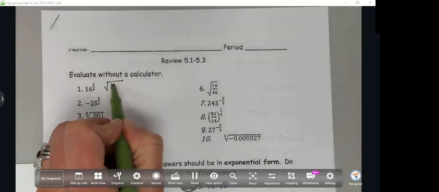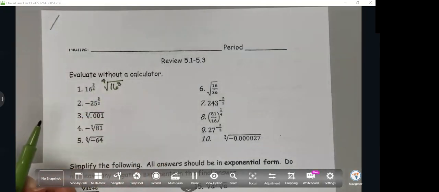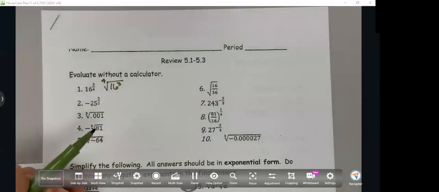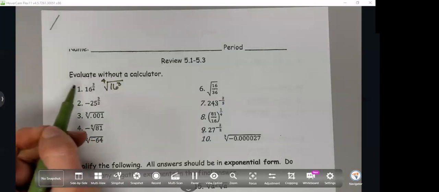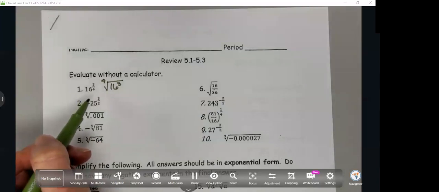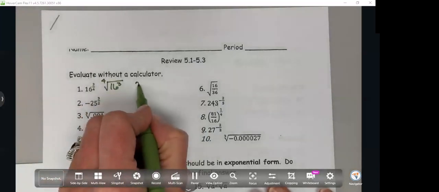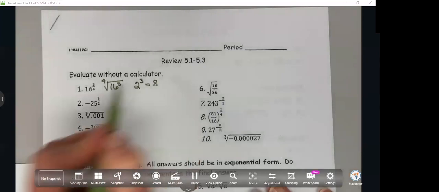this can be rewritten as this, right? Now, either way, you're going to be doing the exact same thing. So whichever is more familiar to you. I'm going to do the root first, especially if it's a perfect root. So this is the perfect fourth root of 16. The fourth root of 16 is 2. So now we get 2 cubed. That's going to be 8.